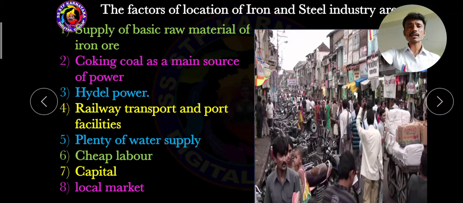So this is the reason the iron and steel industry is located properly with the help of essential factors like the supply of basic raw materials of iron ore, coking coal, ideal power, railway transport and port facilities, plenty of water supply, cheap labor, capital, and local market. These are the very important essential factors to locate the iron and steel industry.